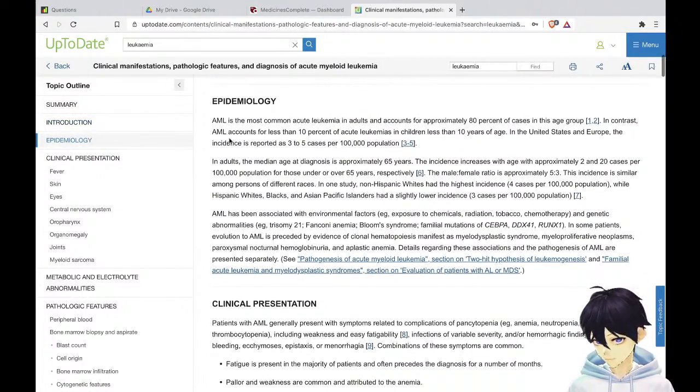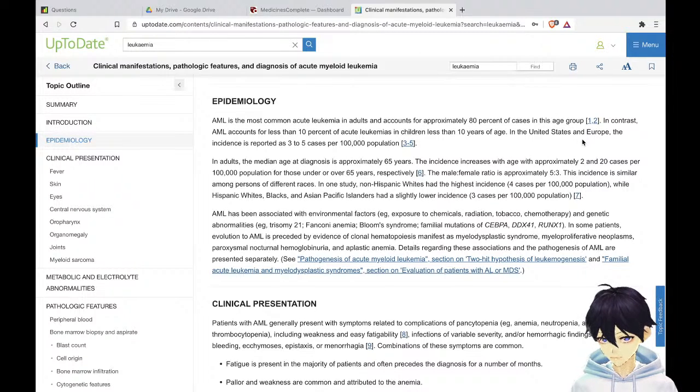Epidemiology. Okay, this is what I want to know. AML is the most common acute leukemia in adults and accounts for approximately 80% of cases in this age group. In contrast, AML accounts for less than 10% of acute leukemias in children less than 10 years of age. So AML is mostly in adults.